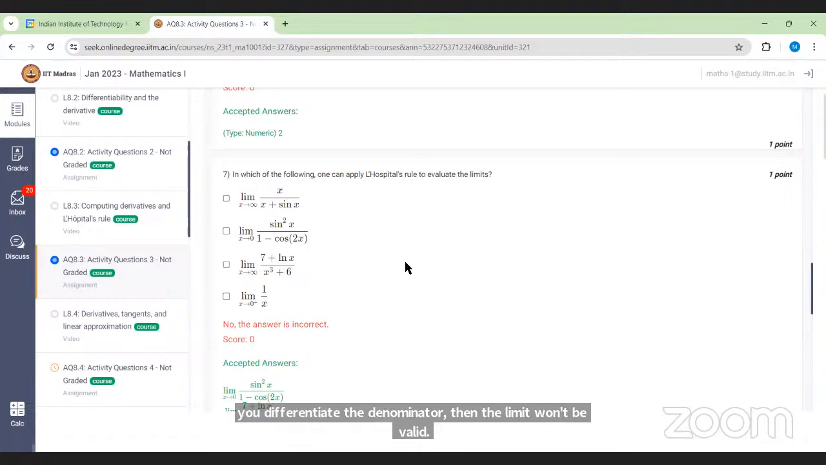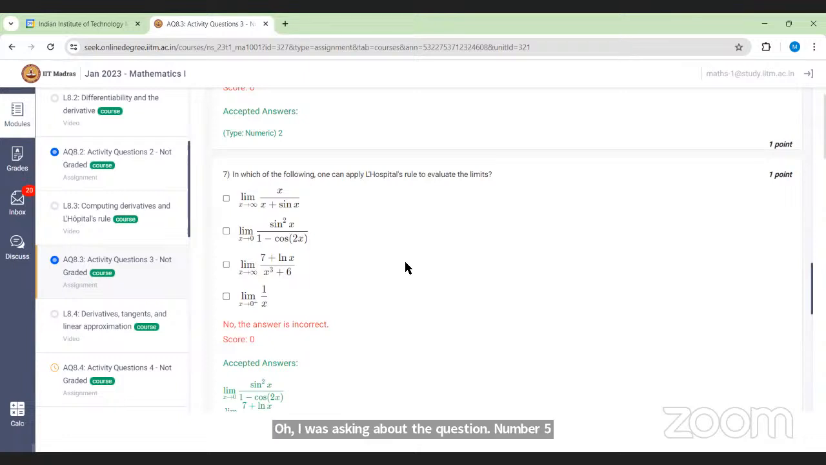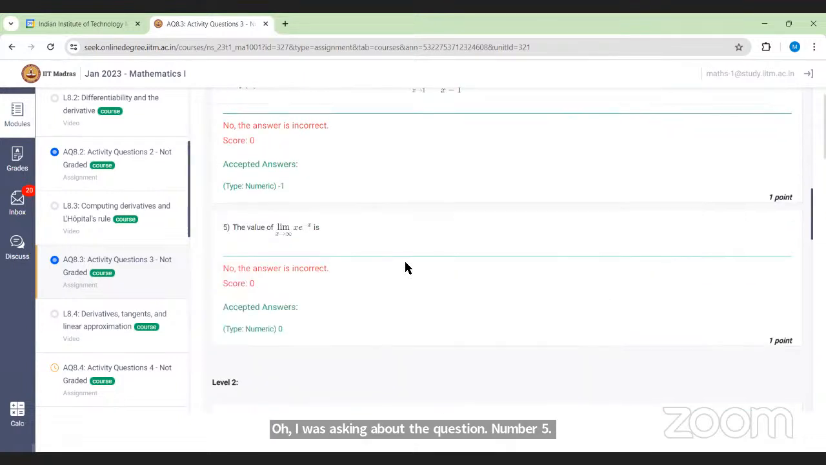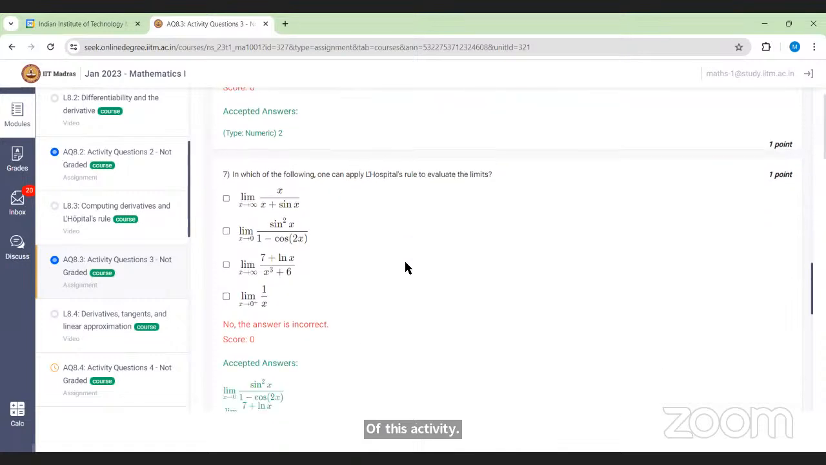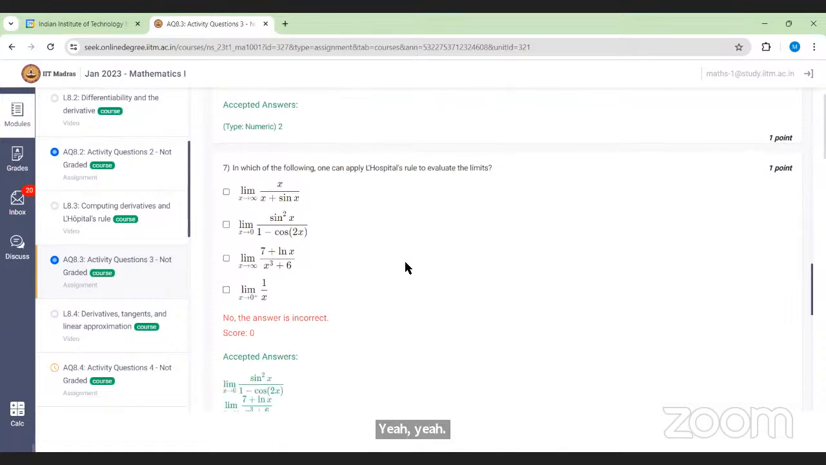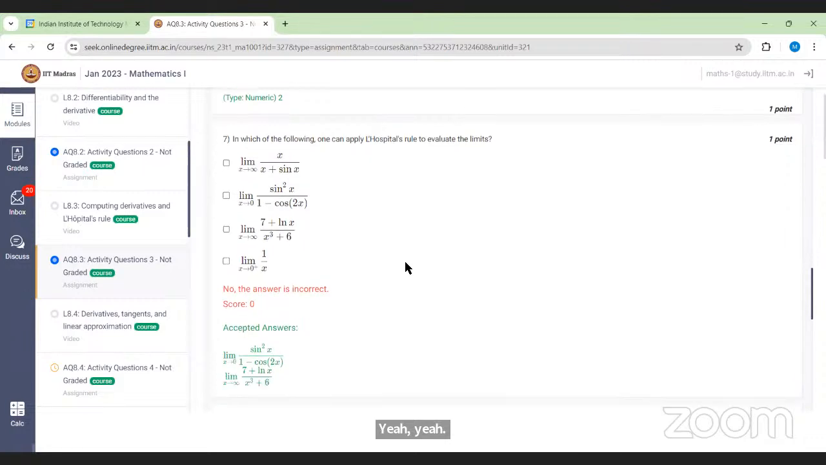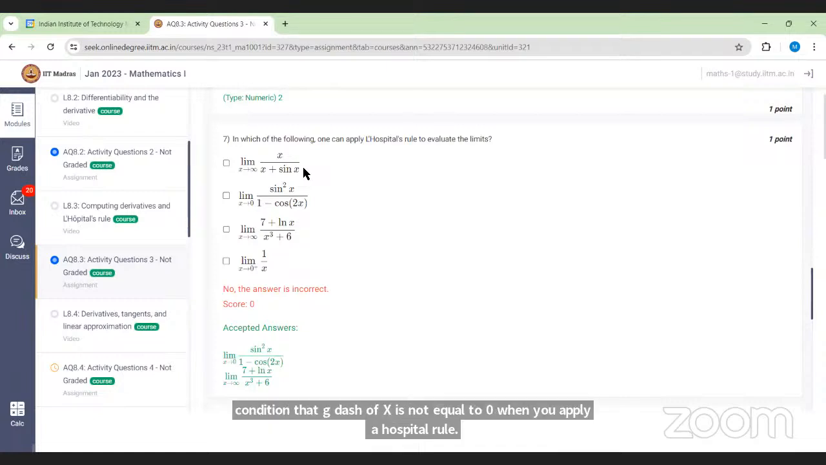I was asking about question number 5 of this activity. This question is clear then? I think you guys have already discussed. The denominator will become 1. And how is it not valid? 1 upon 1 plus cos x. Oh, so here the derivative is becoming 0. Now there is one condition that g dash of x is not equal to 0 when you apply L'Hospital rule. Am I right?